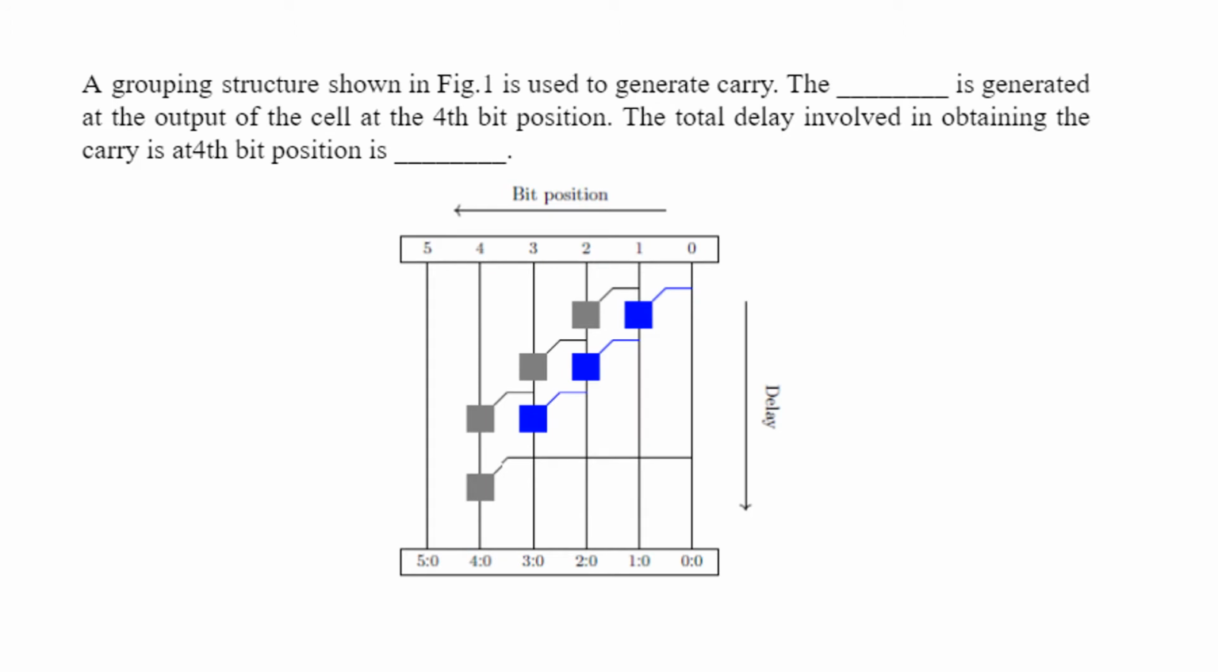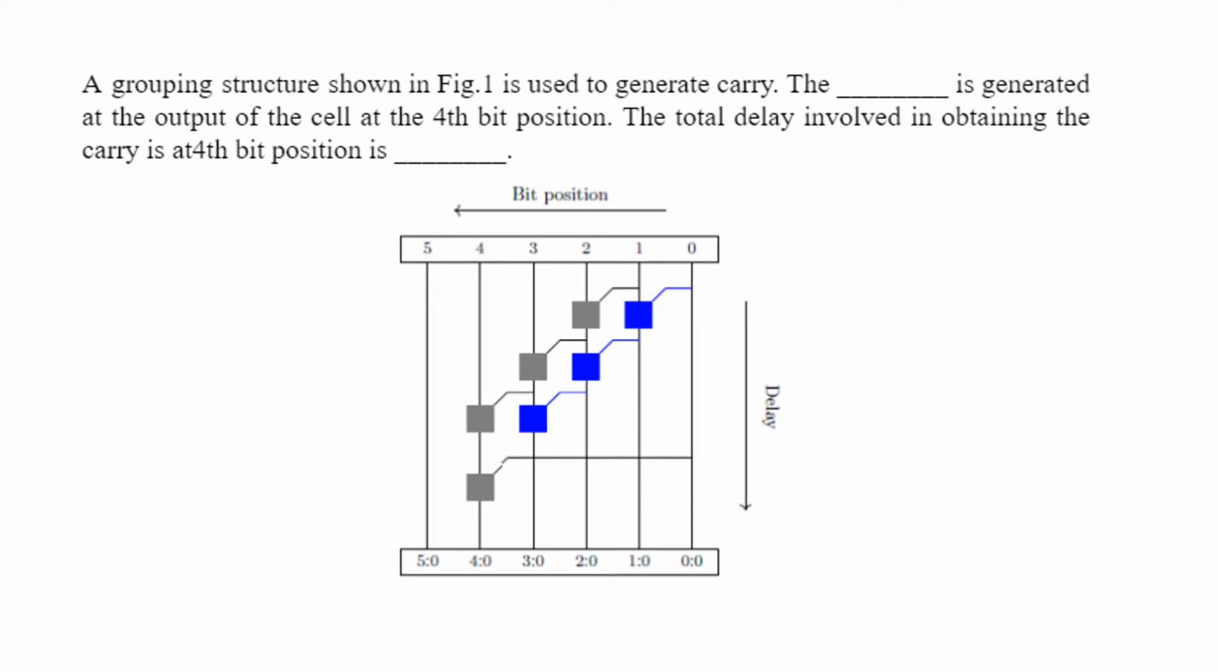The question says the grouping structure shown in figure 1 is used to generate a carry. So this is figure 1. The dash is generated at the output of the cell at the fourth bit position. So fourth bit position is this. The total delay involved in obtaining the carry at the fourth bit position is dash. So let's see how to solve this.